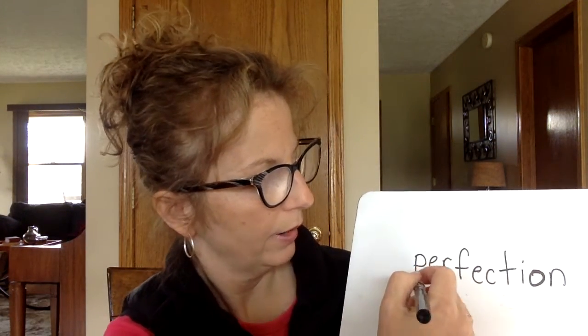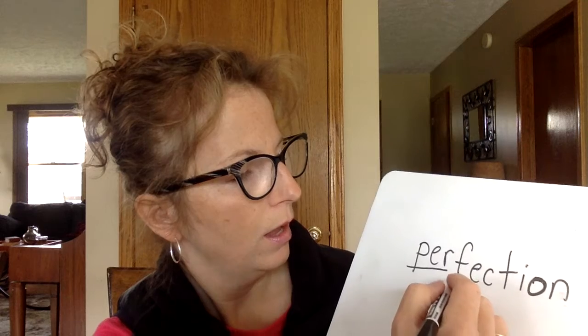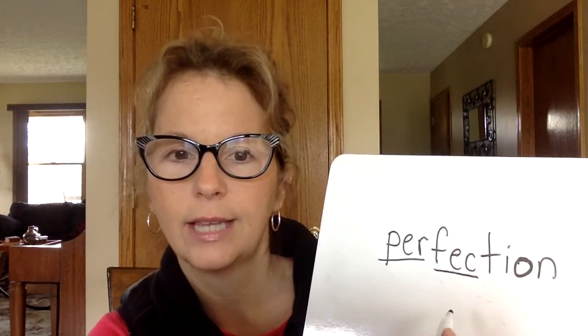Okay, let's count the syllables. Perfection, 3 syllables. Okay, what do we hear? Perfection. Right, go ahead and write those 3 parts in the word perfection. At some point, we did work on the prefix per, and that's what we see right here. P-E-R, said er, right? Then feck, just like it sounds, F-E-C.